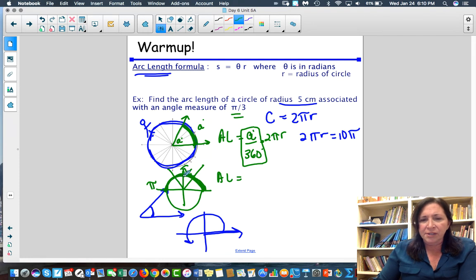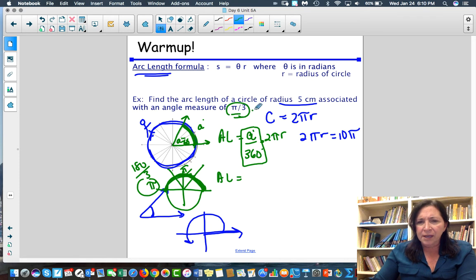But if I were to take a third of my length of pi over 3, 3 divides into 180 60 times. So this angle would be actually 60 degrees. So pi over 3 is equal to 60 degrees. So arc length, that's going to be arc degree, which is 60 degrees, divided by 360 times 2 pi r. R being 5, which is what they gave me.